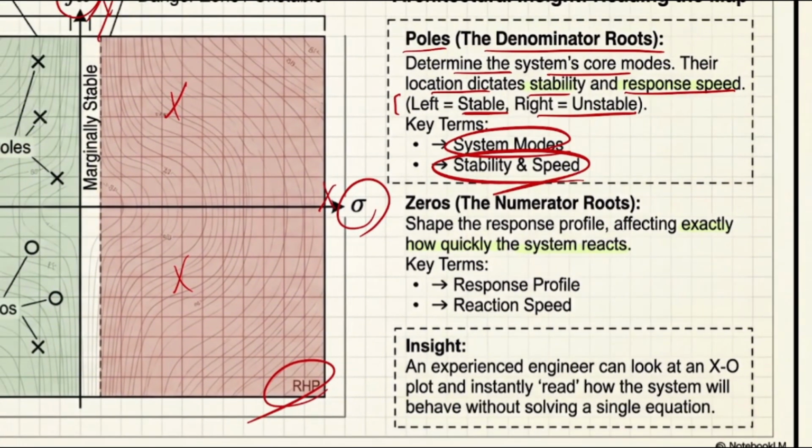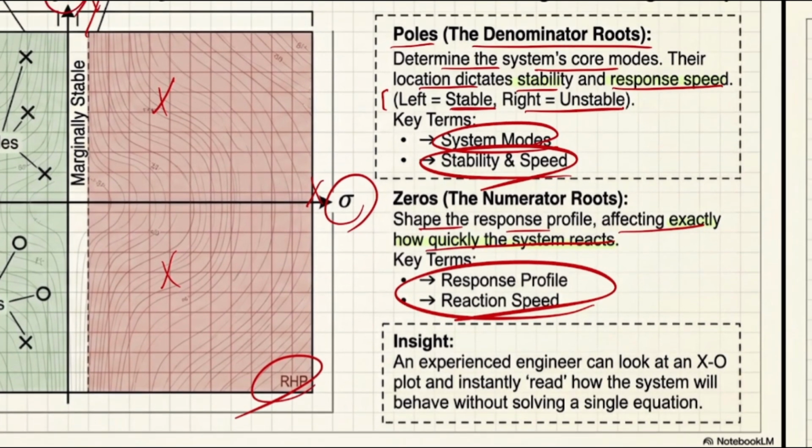On the other hand, we have the zeros. Zeros are going to shape the response profile, affecting exactly how quickly the system is going to react. You remember we talked about the settling time and the rise time. These concepts are related to the zeros of your transfer function, which we call G(s). So they talk about the response and the reaction speed.